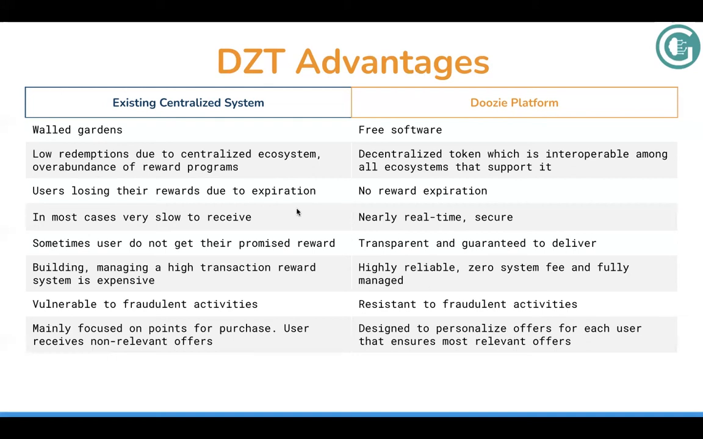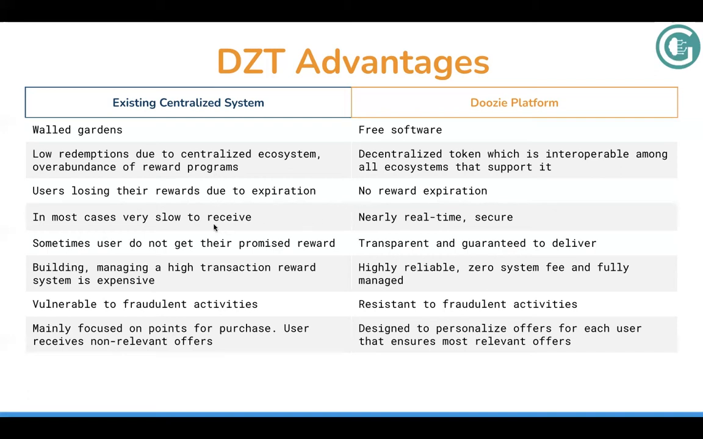And due to the centralized nature, we have seen that reward redemption is lower. A lot of points go unused every year. And we are hoping that with the decentralized nature and giving users ample opportunities to use their earned rewards, it will increase that. Centralized rewards expire after a certain time. We don't have to worry about it since Doozie token runs on a blockchain, and we know that the token never expires.